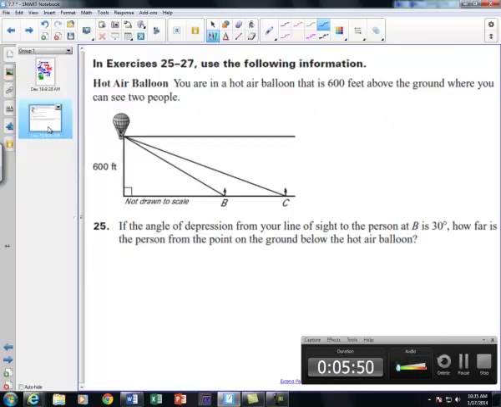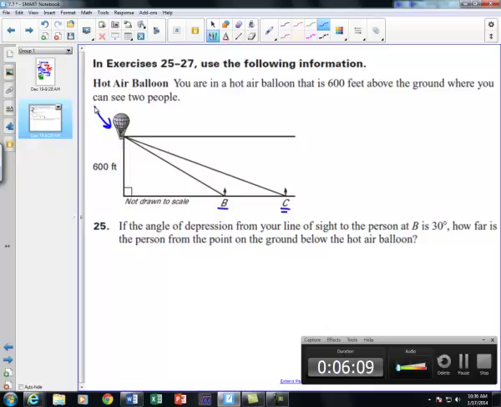Okay, I just wanted to go over a story problem with you because I know that usually we struggle more with those, and so hopefully seeing an example will help. It says you're in a hot air balloon that's 600 feet above the ground. So you can see that that's labeled, and here you are in the hot air balloon. You can see two people. So you have somebody here at B and somebody here at C.